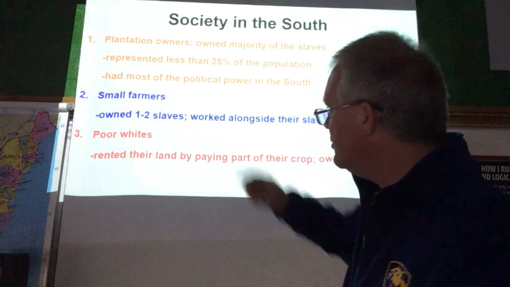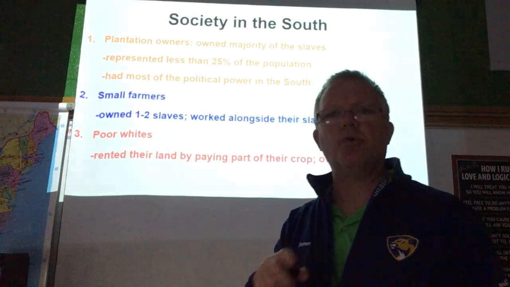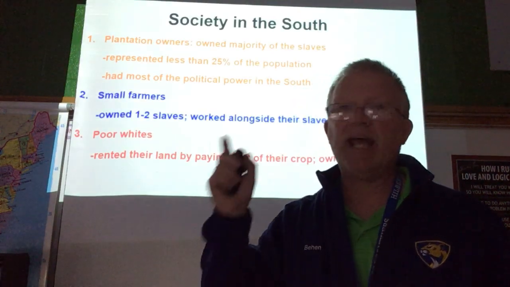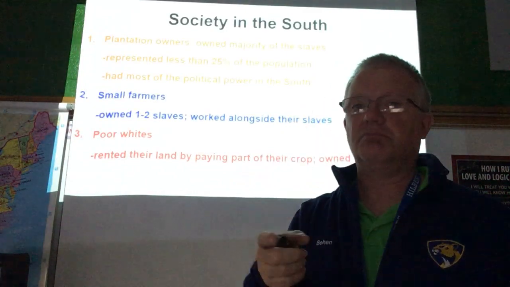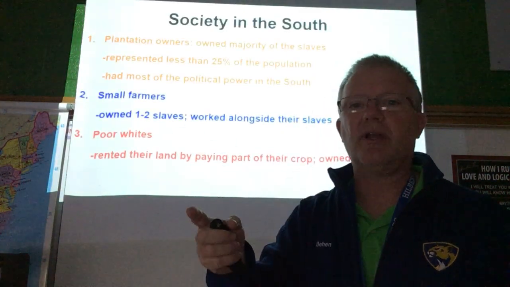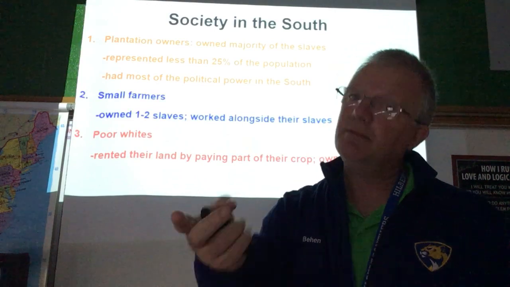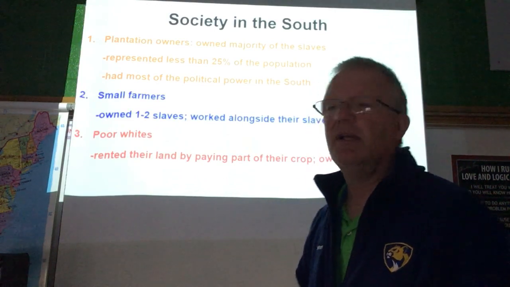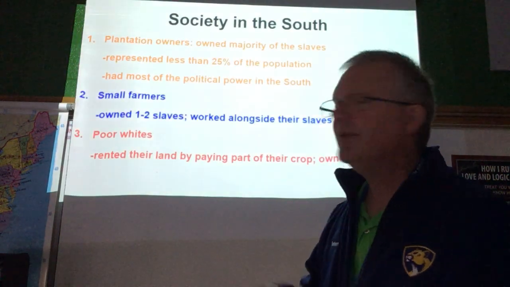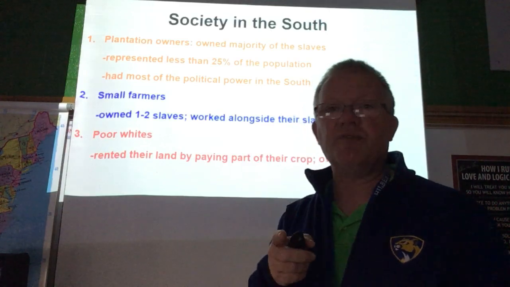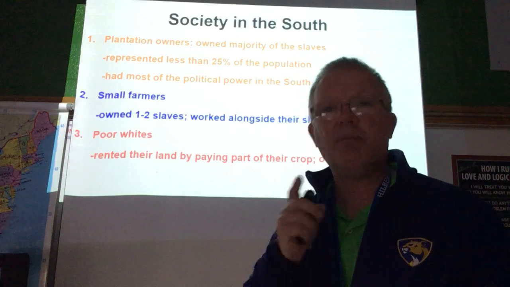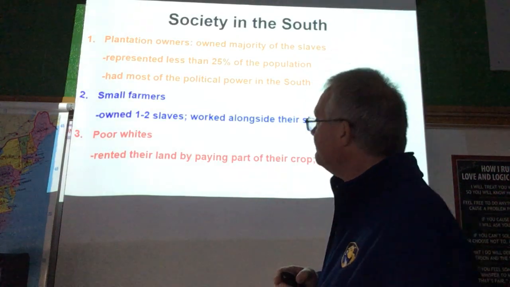Right? After the plantation owners, you had small farmers. They owned one or two slaves. They had to work along with their slaves. And they always dreamed of making more money by growing more cotton, purchasing more land, and also purchasing more slaves. But most of your farmers in the South probably didn't own any slaves at all.